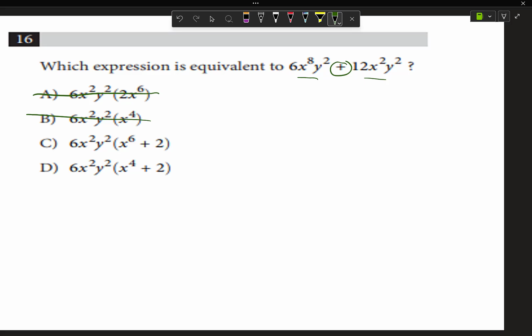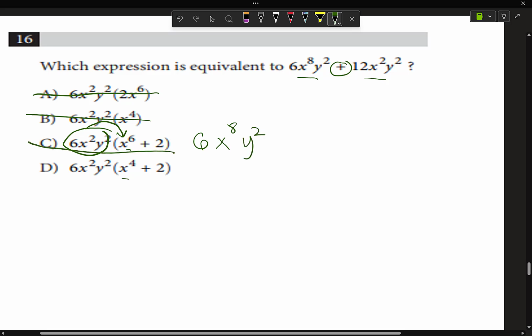If we look at C and D carefully, the only difference is this x to the 6th versus x to the 4th. So if we think about working this problem backwards, if we take 6x to the 2nd, y to the 2nd, and multiply it by x to the 6th, the only thing that changes there is the exponent for the x variable. And you should know when you multiply variables, you add the exponents. So this one works because we need it to be x to the 8th, because that's what they had in the original problem.